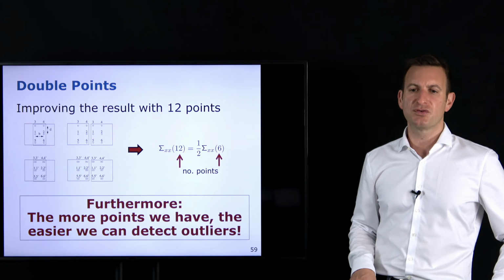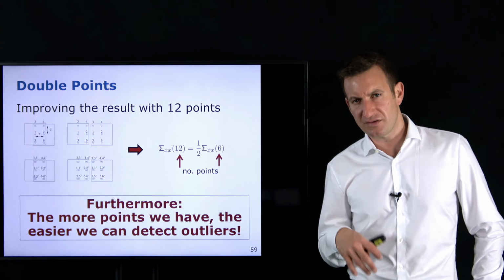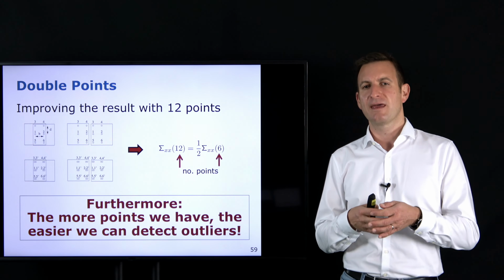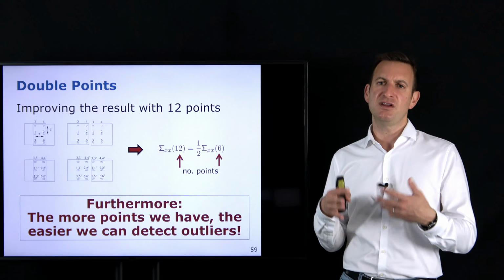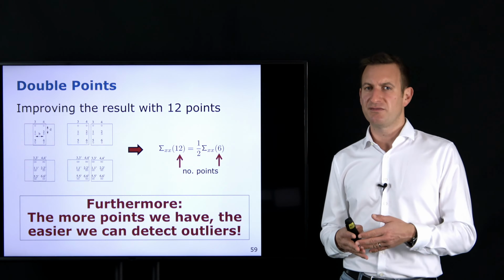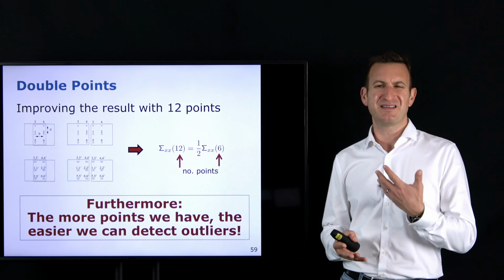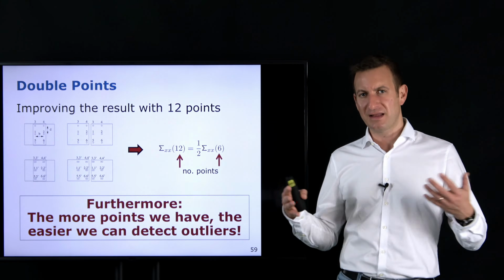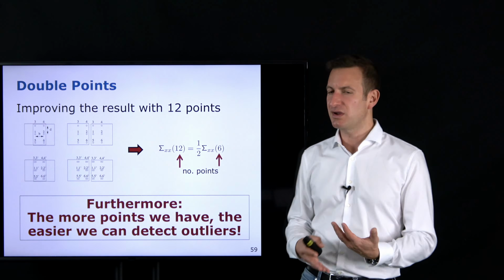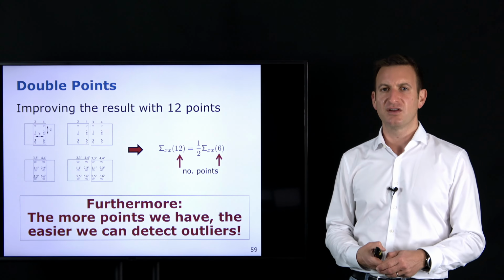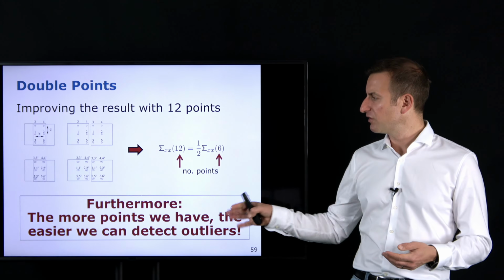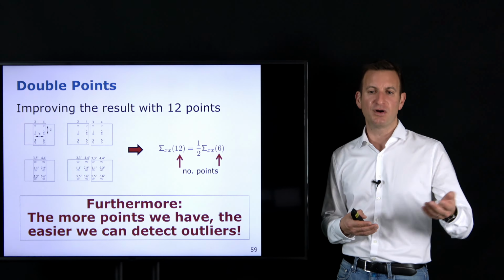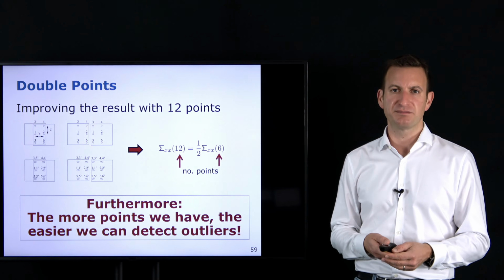Furthermore, of course, it is important to note the larger the number of points, the easier you can detect outliers. And this is also a very important point: if you only have the minimum number of points that you need in order to perform your estimation, you're very sensitive with respect to outliers, and it's basically impossible or hard to detect them. If you have a larger number of points, then you can more easily detect your outliers. So this is also something that you need to take into account when looking into how many points you should actually have in your scene.